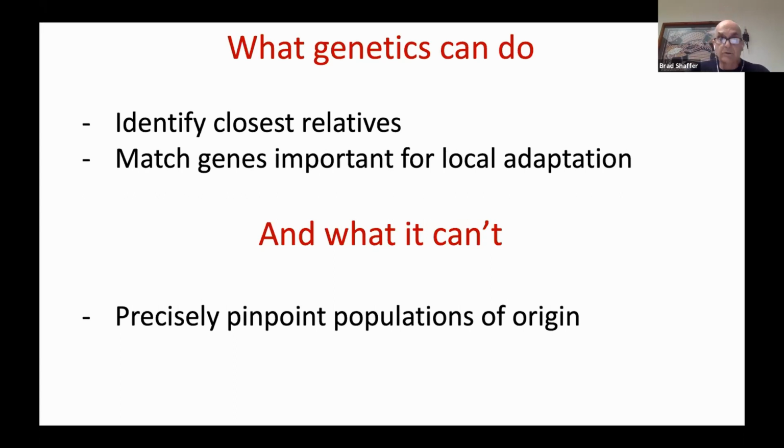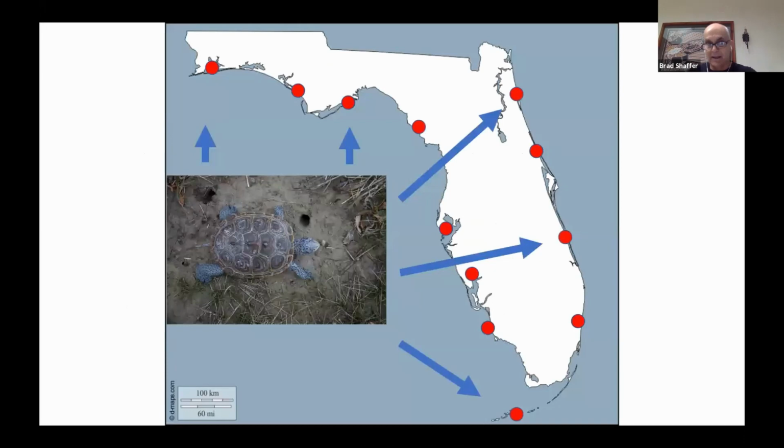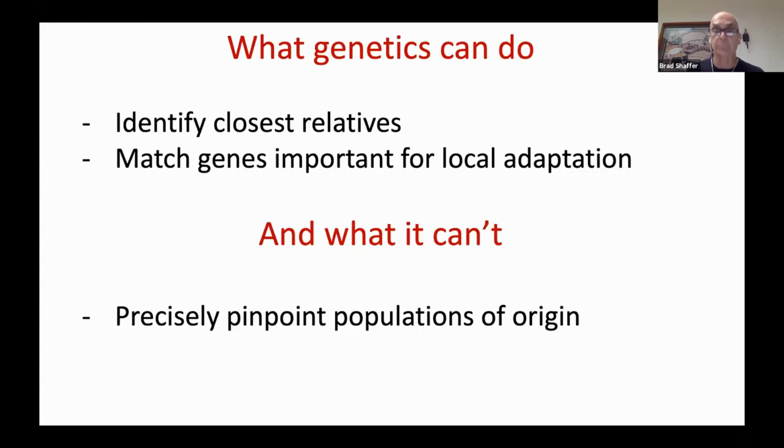What it can't do generally is pinpoint the precise populations of origin. So it can't say where in between those red dots we go. It can only do it at the level of resolution that the red dots give us. And that's important to remember.